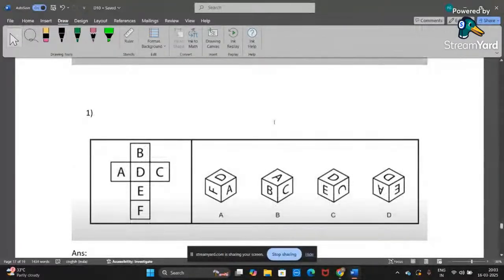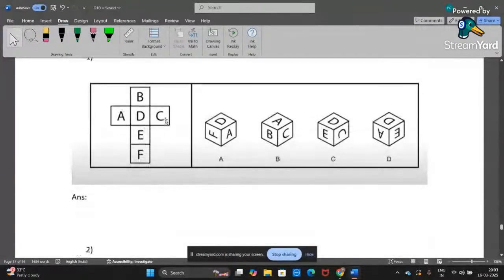See here, we're having the opened dice, right? If it is closed, then how does it look? That we need to find out. See here, B, D, E, F are continuous. We all know that. And A and C should be opposite.